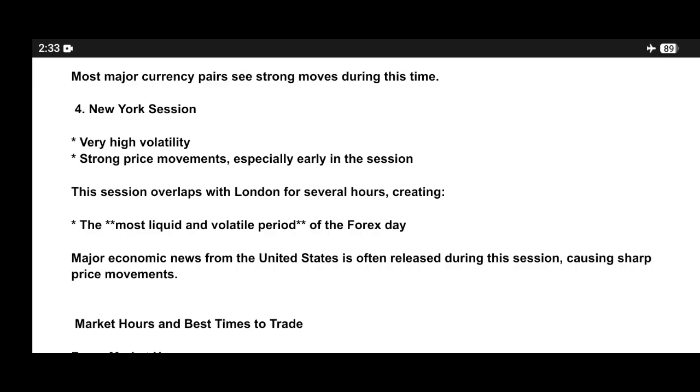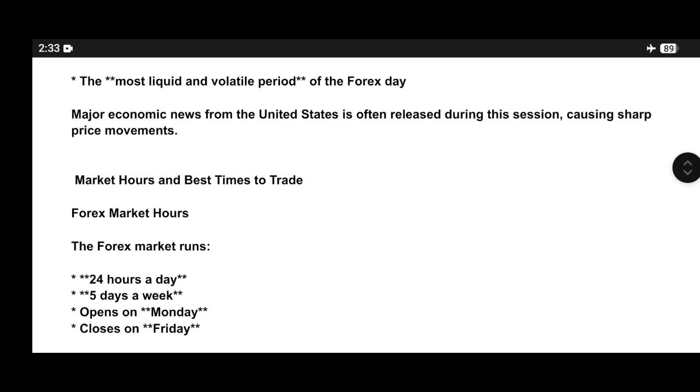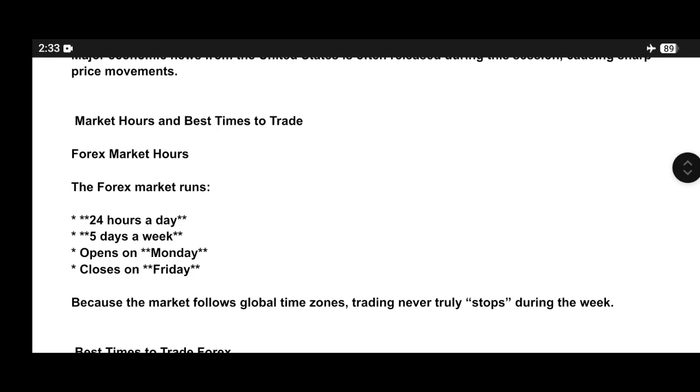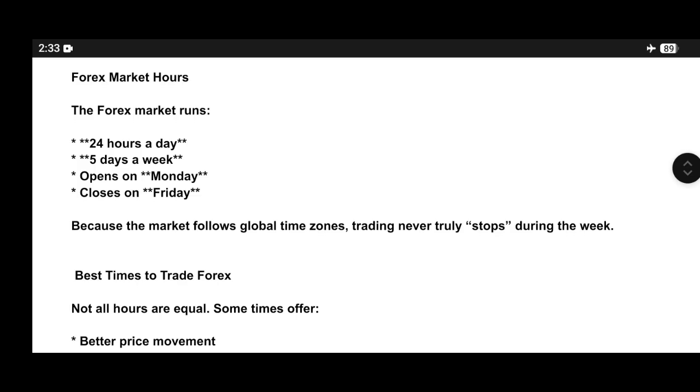Now let's talk about the market hours and the best time to trade. Forex market hours. The Forex market runs 24 hours in a day, 5 days in a week. It opens on Monday and closes on Friday because the market follows the global time zone. Trading never truly stops during the week. Best time to trade, because not all hours are equal.